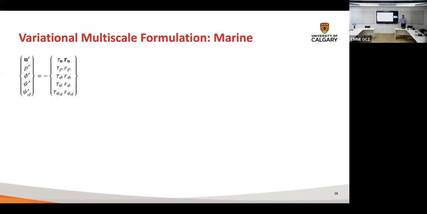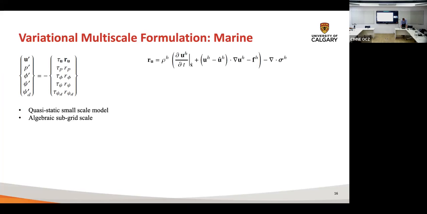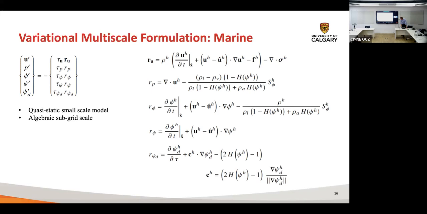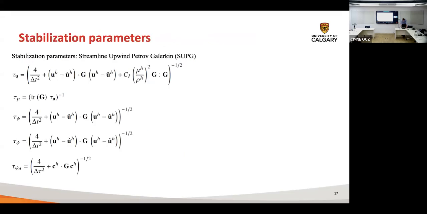Now for the marine applications, it's exactly the same approach, but you have a few more variables to deal with, which are your level set, redistancing, and distance function. Same thing: quasi-static small scale with the algebraic subgrid model. Here, your residuals are nothing but your momentum, continuity, transport equation, level set, and then redistance. We define this advective velocity to simplify the notation.